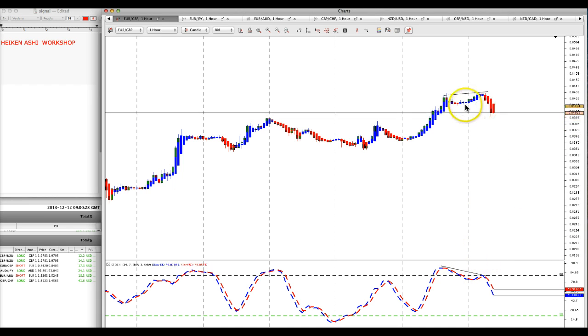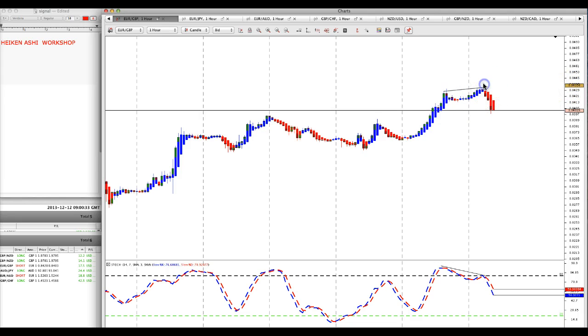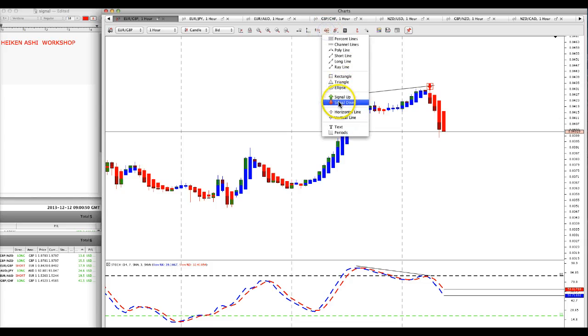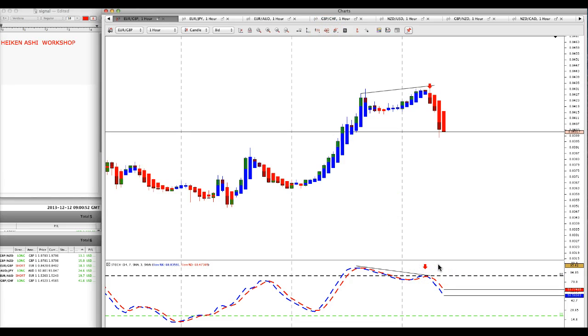The first thing I do is I look for a candle color change, and let me just make this a little bit bigger so you can see what I'm talking about. This candle here, notice we had several bullish candles and then a red candle was printed, and then I'd look at the stochastics indicator, and this is very important.